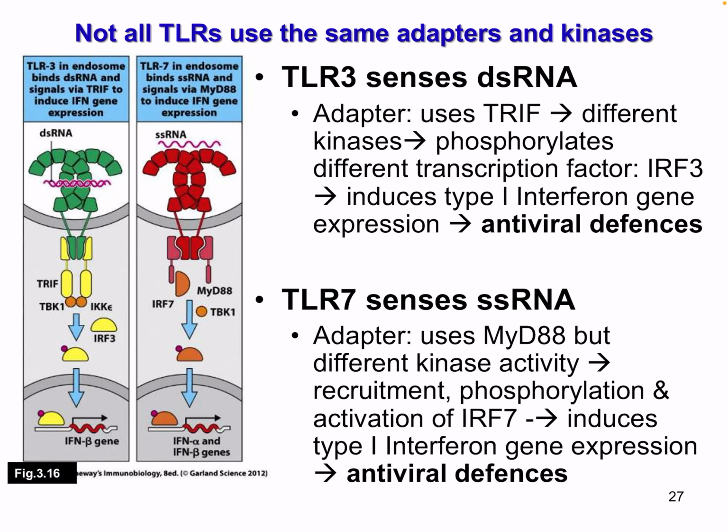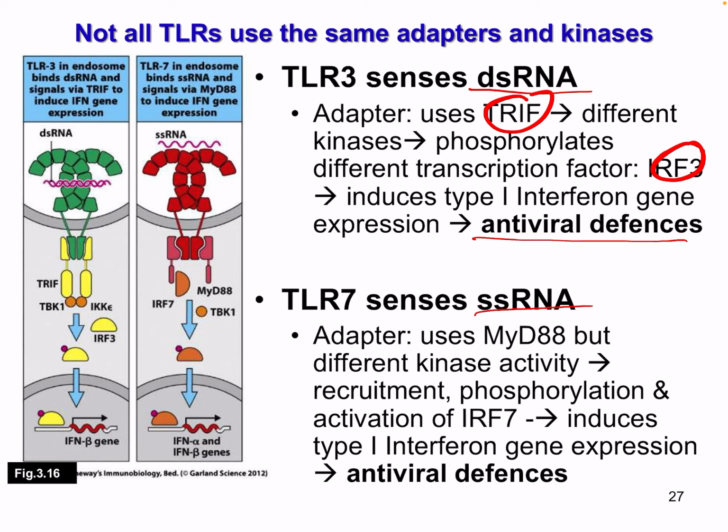So again, not all TLRs use the same adapters and kinases. Some exceptions to the rule are TLR3 and TLR7. So TLR3, like we said before, recognizes double-stranded RNA. Its adapter is TRIF, which uses different kinases that phosphorylate different transcription factors. It uses IRF3, which induces type 1 interferon gene expression and antiviral defenses.